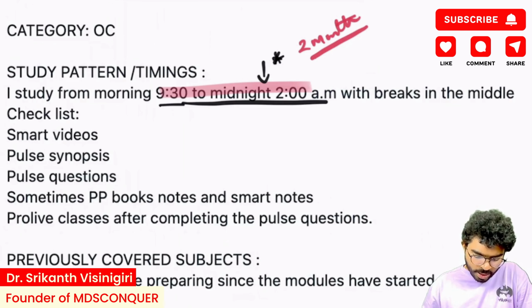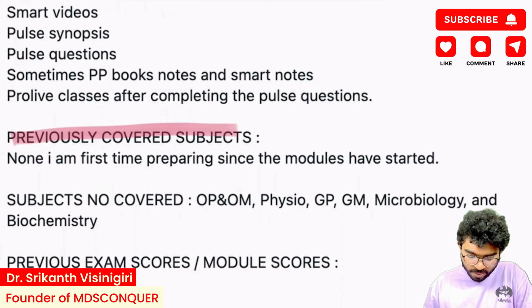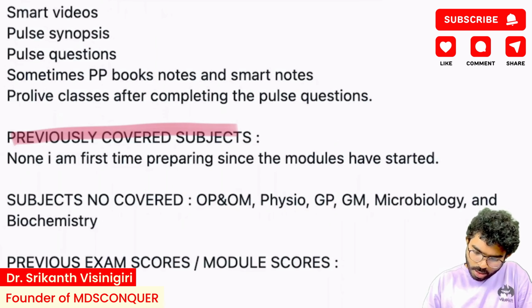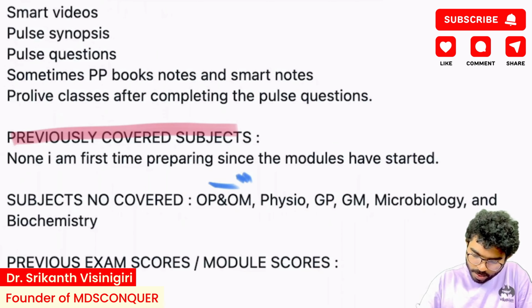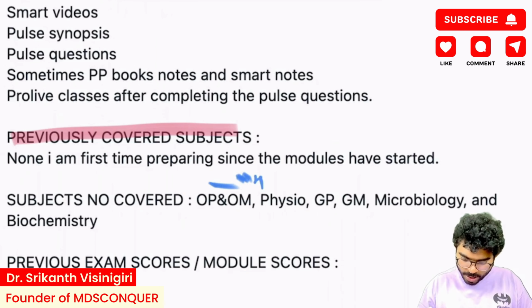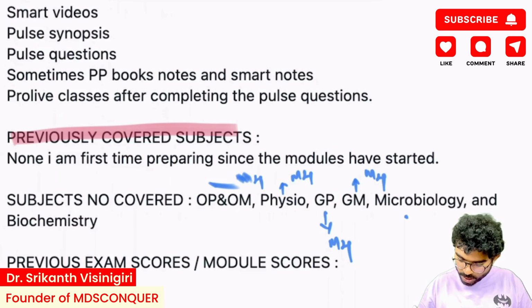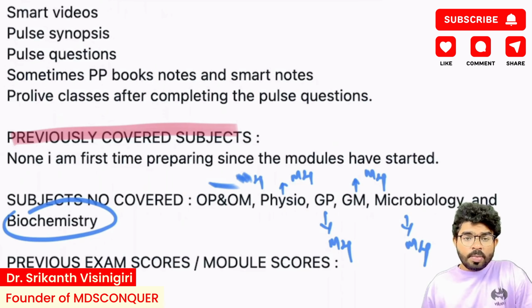So jumping into the previously covered subjects. I am preparing for the first time since the modules have started. My question is about previously covered in the sense of modules, not covered. This is module 4: physio is module 4, path is module 4, general medicine is module 4, micro is module 4, the running module. And the only non-module 4 subject which you are lagging is biochemistry.